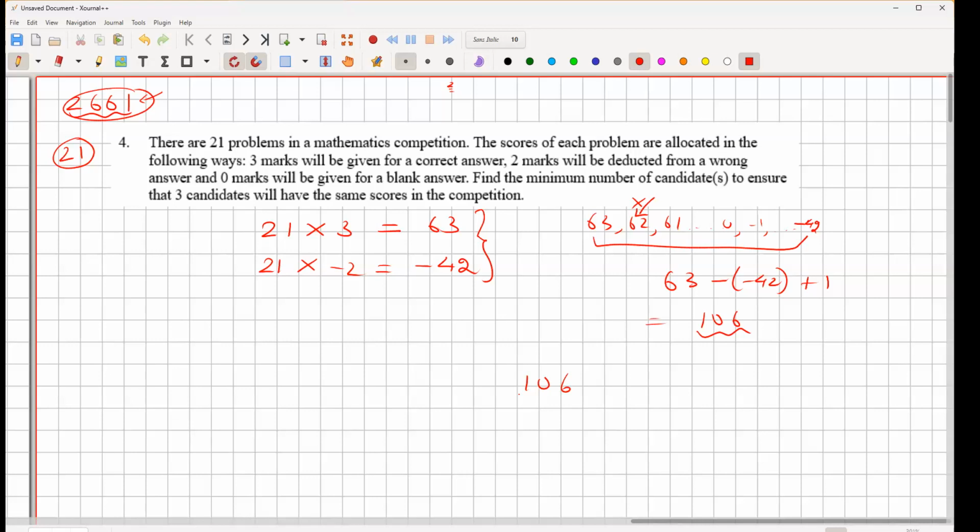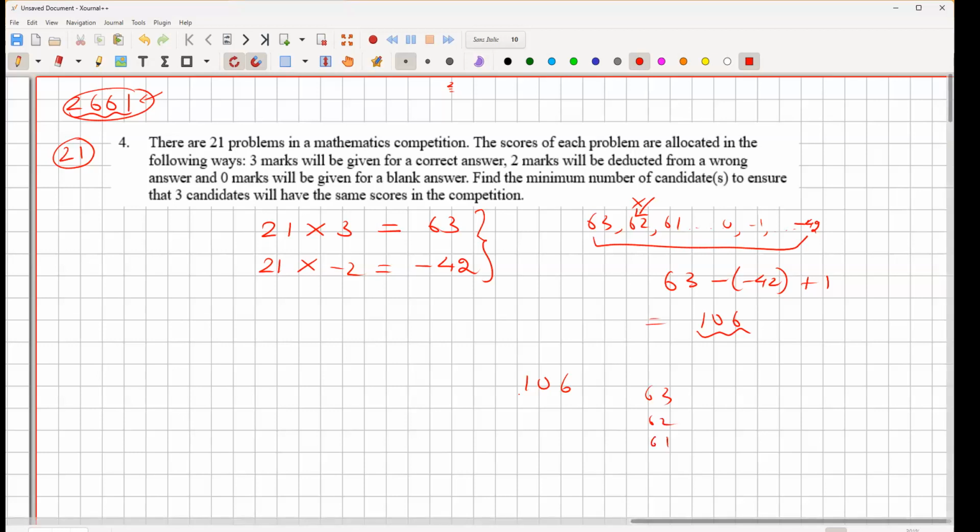Each one could have got a different score ranging from 63 to minus 42. Okay. So far everyone has got a distinct answer. Let's say we add one more person. If a new person comes, so far there are 106 people, then his answer is going to match with any one of these guys, right?